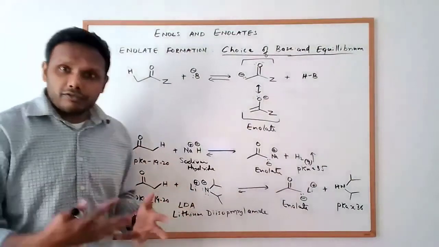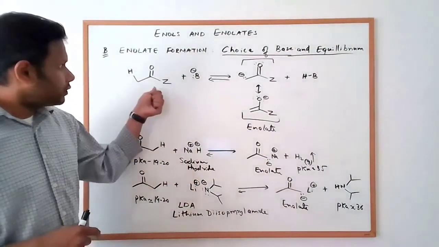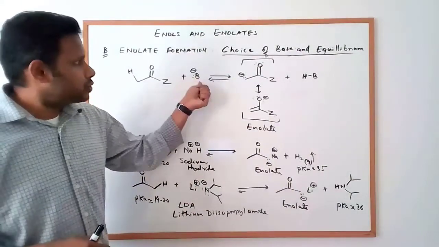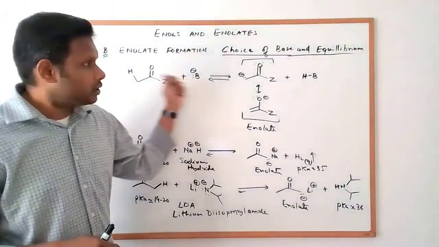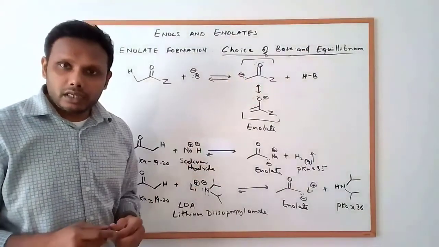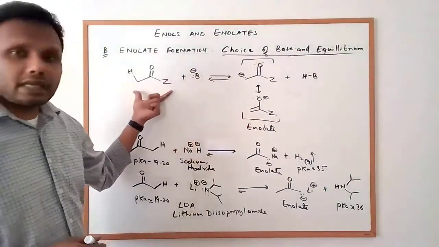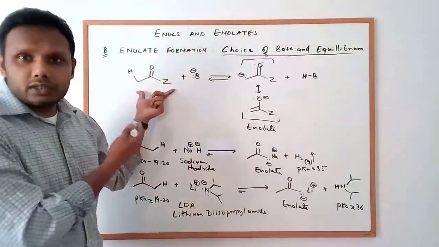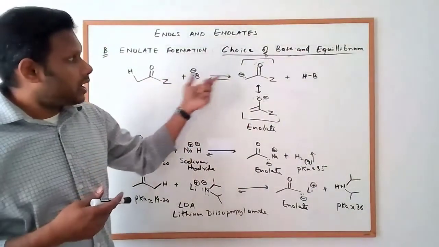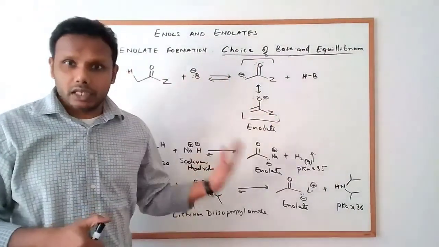So we have a few options here. Based on the pKa of your starting material, you can choose an appropriate base to push the reaction forward and make your enolate. The position of the equilibrium really depends on the pKa of your starting material, the alpha carbon compound, and on the choice of the base. That would determine the position of your equilibrium.